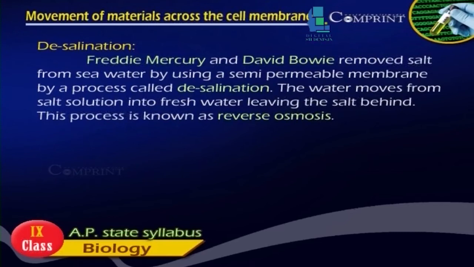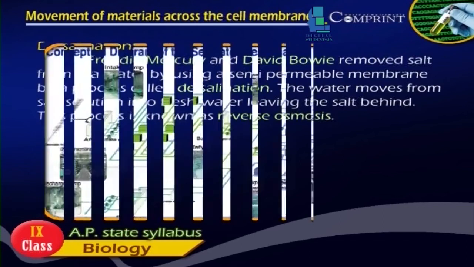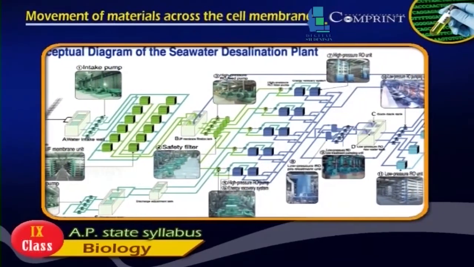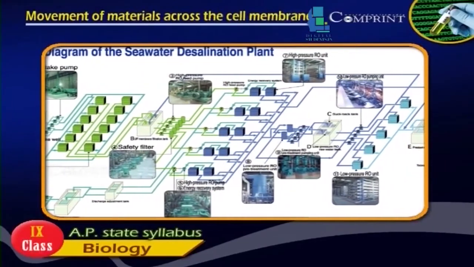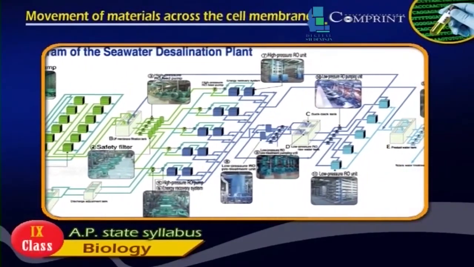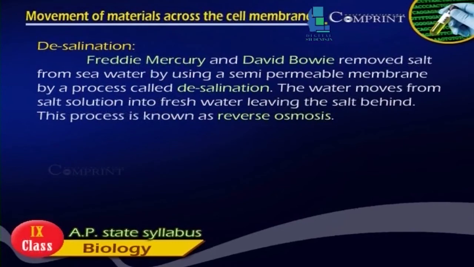Desalination. Freddie Mercury and David Bowie removed salts from seawater by using a semi-permeable membrane, a process called desalination. The water moves from salt solution into fresh water, leaving the salt behind. This process is known as reverse osmosis.